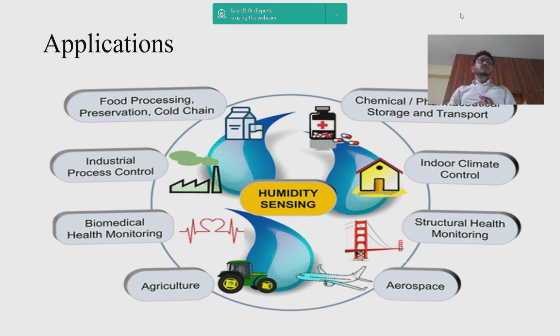These sensors are used to tell us about upcoming cyclones or tornadoes, which will be sensed with this humidity in the air. Then the next application is in HVAC systems. The heating, ventilation, and air conditioning systems use humidity sensors to regulate indoor air quality and comfort. These sensors help to optimize the temperature and humidity levels for human comfort and energy efficiency.